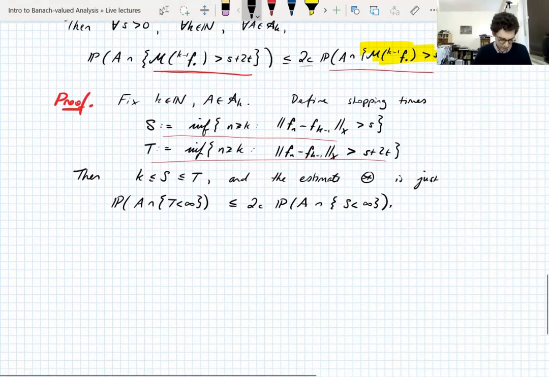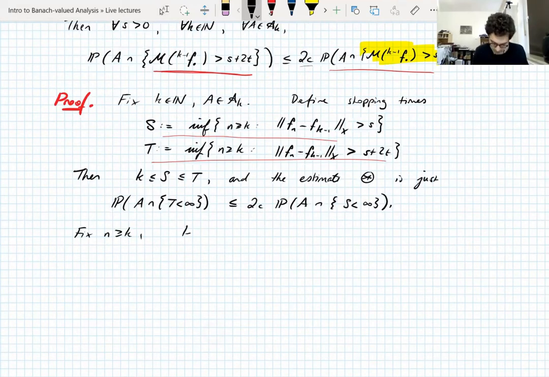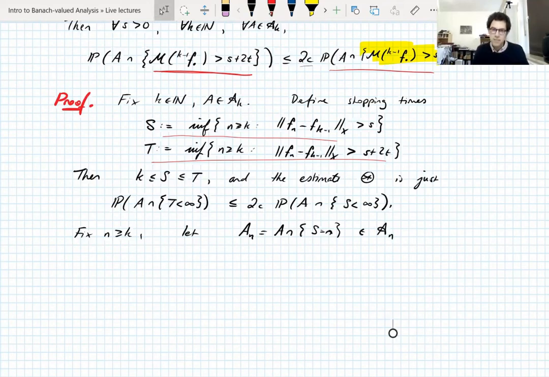So let's move on from there. We fix our N greater than or equal to K, and we let A_N be the set A intersect {S equals N}. So the subset of A where the stopping time S is equal to N, just as before, we're taking a varying stopping time and making it constant by looking at its values individually. This is contained in F_N because S is a stopping time. This is the definition of S being a stopping time, essentially.